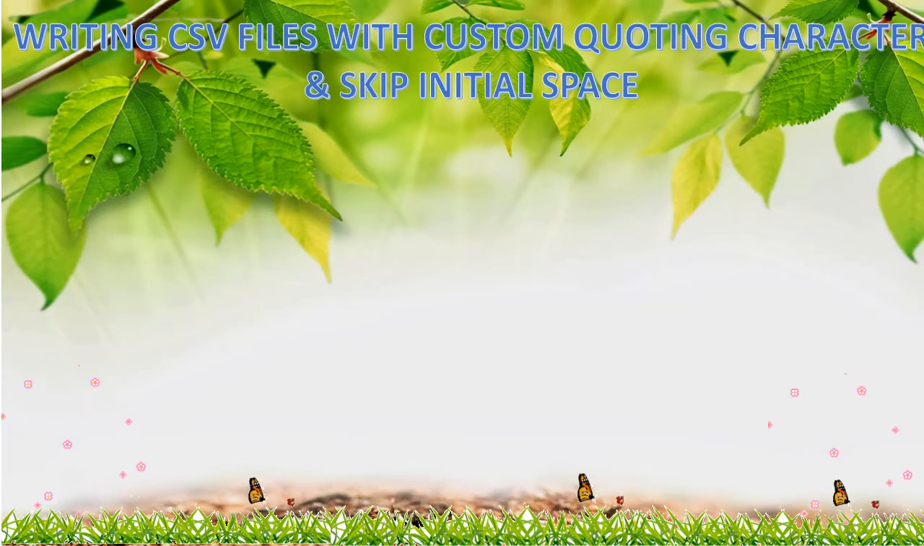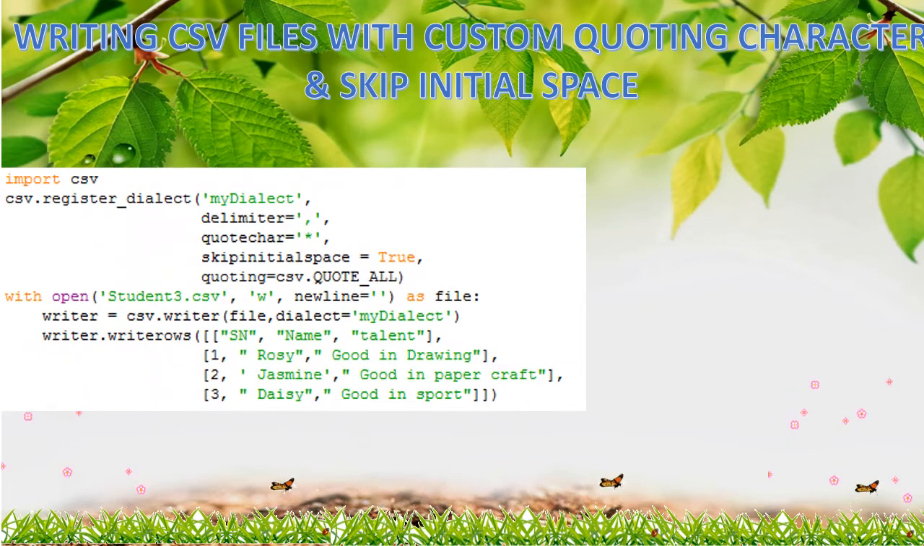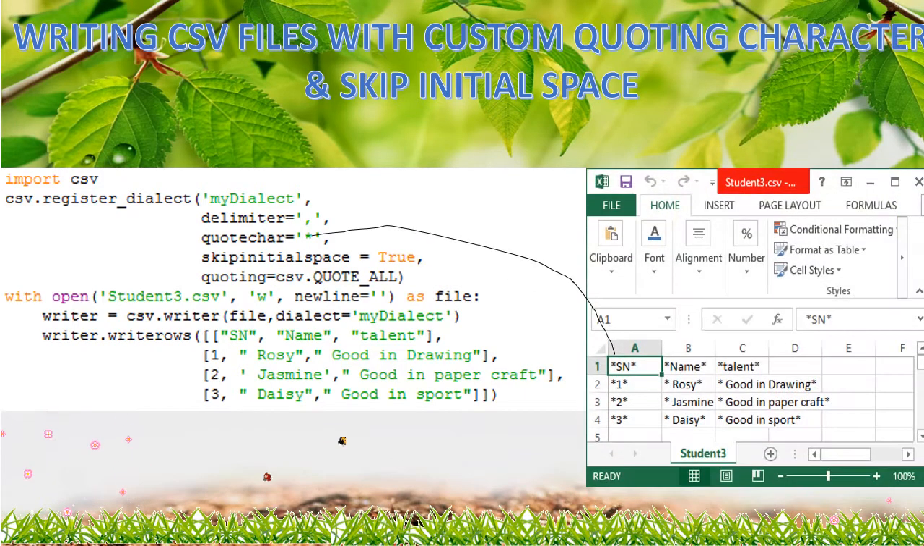And next we can change the quote character, as well as we can skip the space. Any record starting with space we can avoid by using the property skipinitialspace equal to True. If we use True, the spaces will be removed. Suppose if you give False, the space will not be removed.